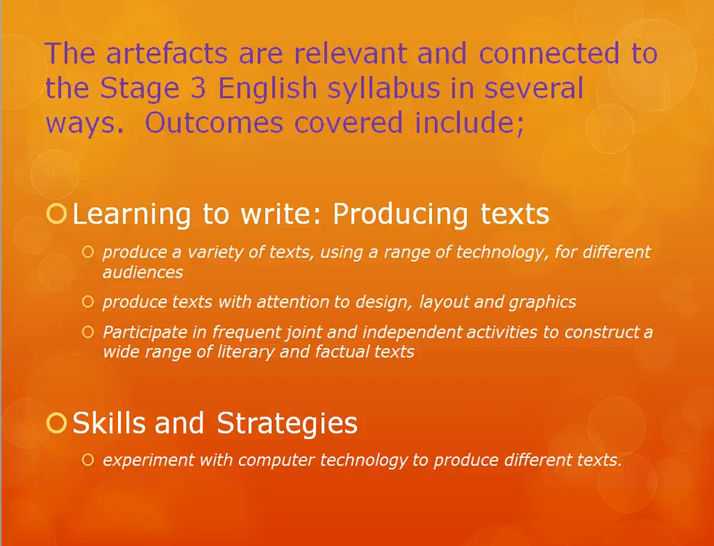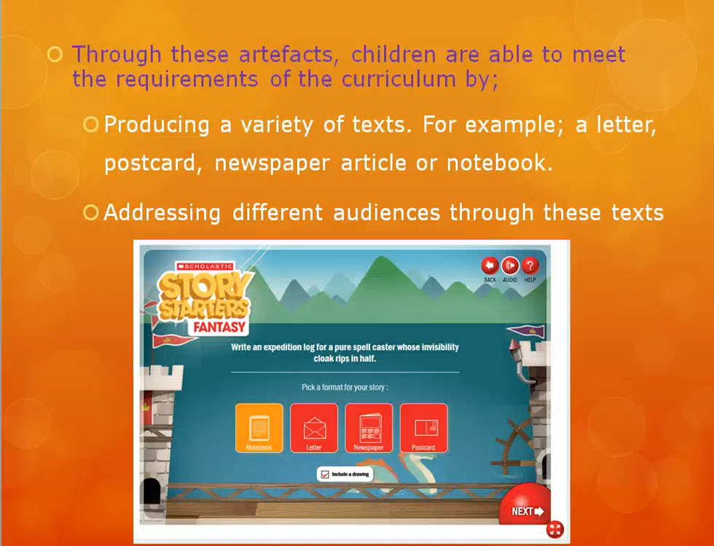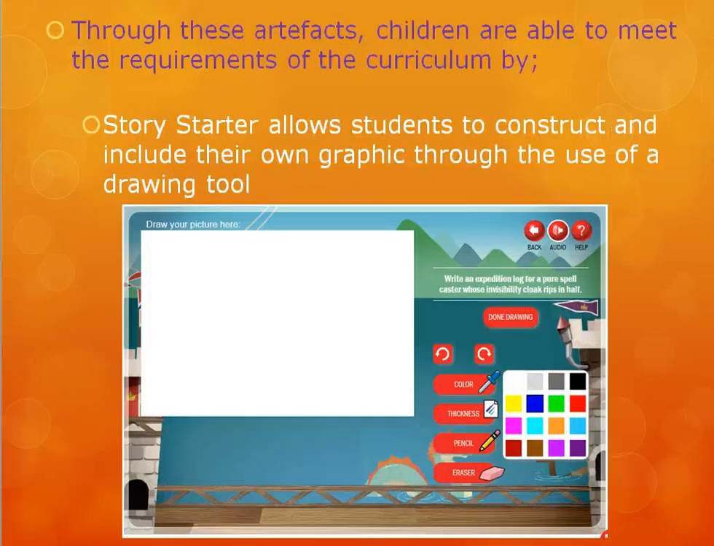The artifacts are relevant and connected to the Stage 3 English syllabus in several ways. Word Tamer utilises step-by-step computer technology to produce a narrative, while Story Starter allows for the production of various texts for various audiences, for example letters, postcards or newspapers. It also allows students to construct and include their own graphic through the use of a drawing tool.